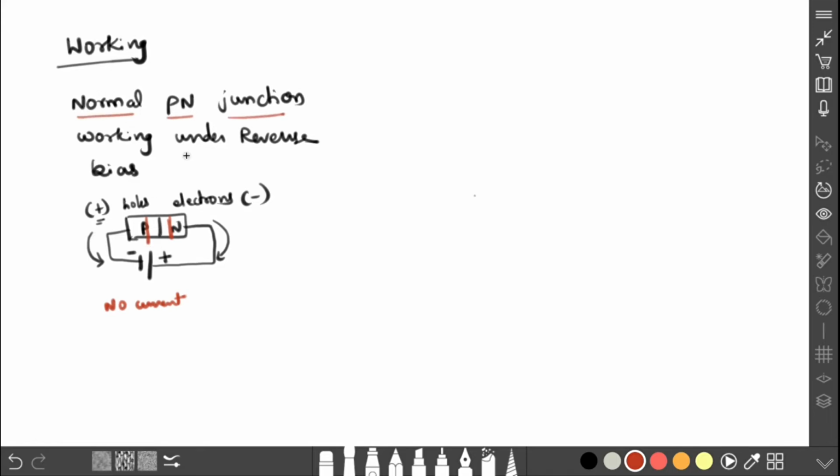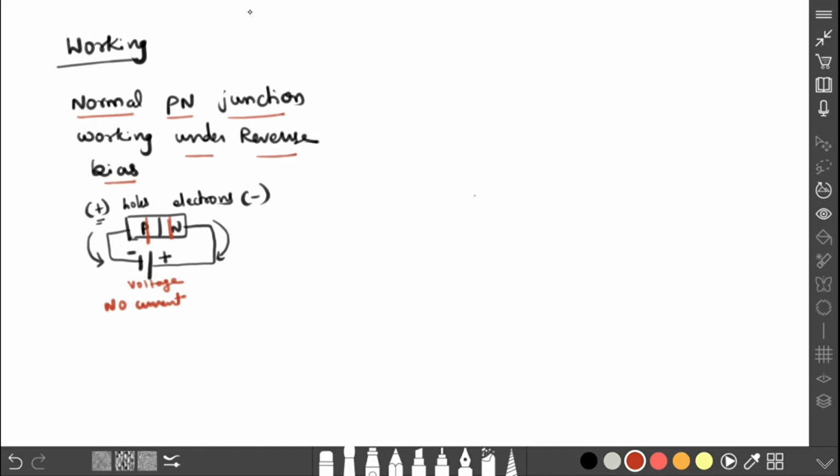So this is the case of the normal PN junction under reverse bias. But if you give more and more voltage, at one particular breakdown voltage the junction gets damaged. Without damaging the junction, how that current can be utilized is the part we are going to discuss in the case of the Zener diode.